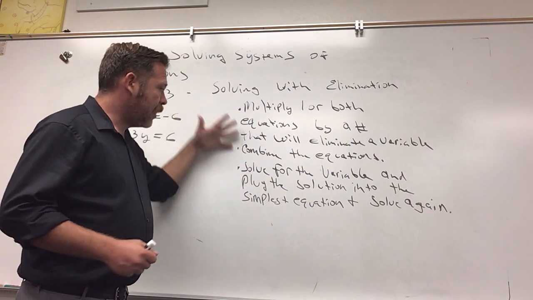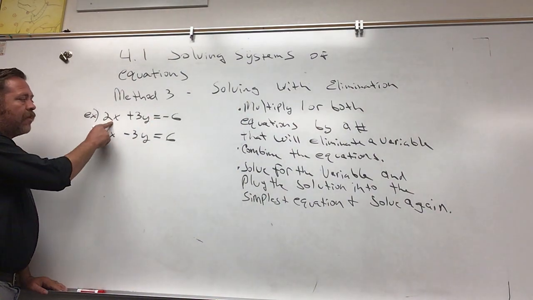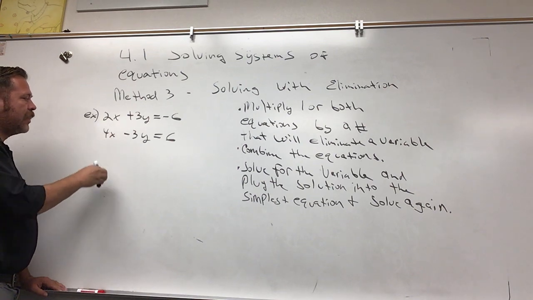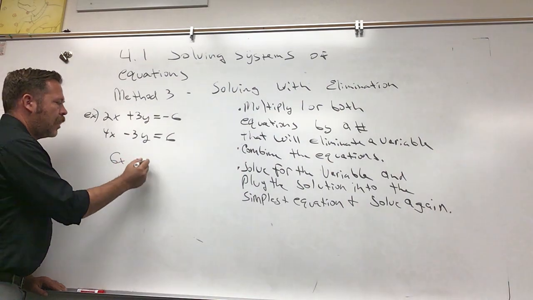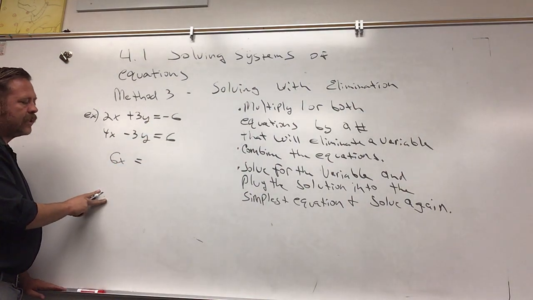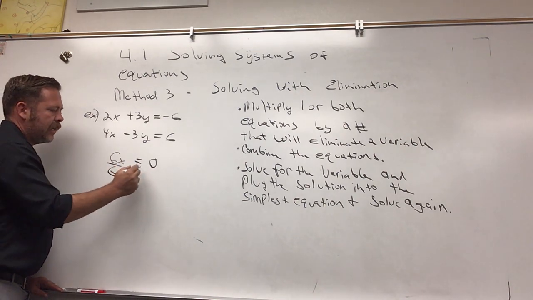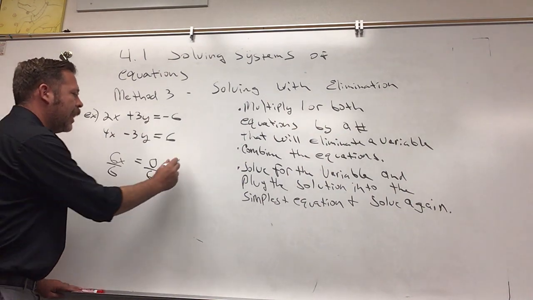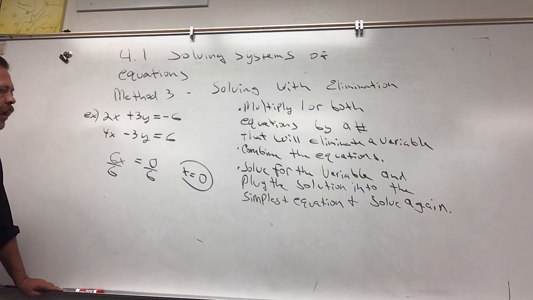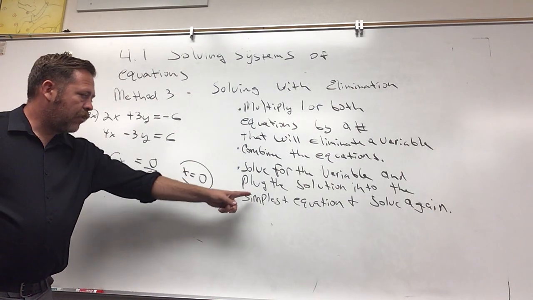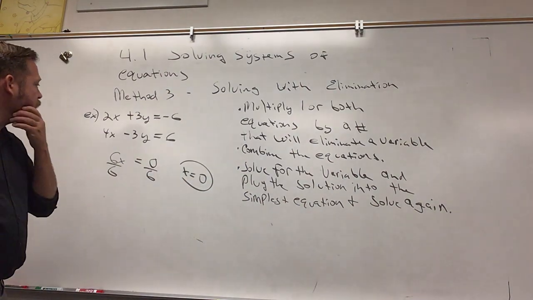The next step says combine the equations. So let's do that. We didn't have to do anything for the first step. If I combine the two equations, I get 2x plus 4x is 6x. The y's are eliminated, and negative 6 plus 6 is 0. And then divide by 6, x equals 0. Okay? Now we solve for the variable, and we're going to plug that solution of x equals 0 into the simplest equation and solve again.